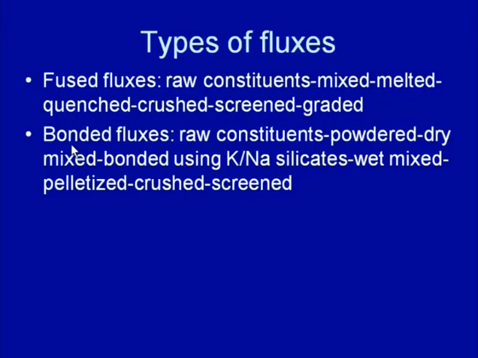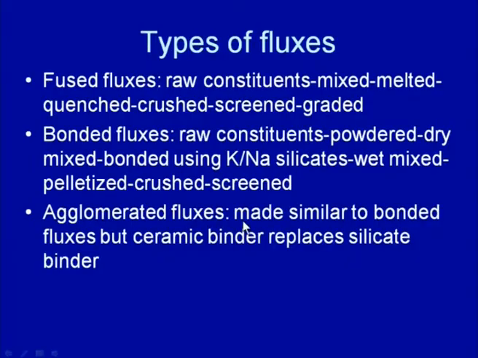The second one is the bonded fluxes. In these, raw constituents are first brought to powdered form, and thereafter a dry mix is obtained. All these powdery constituents are mixed properly in the dry state. Thereafter these are bonded using potassium or sodium silicates, and after wetting, these are mixed properly and then pelletized. These pellets are crushed, and after crushing these are screened, and after screening these are graded in different sizes to get fluxes in different size ranges.